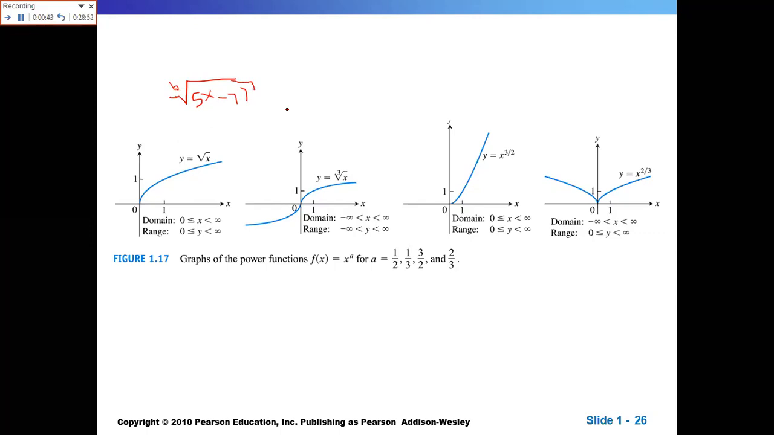To find the domain, first thing you have to do is make sure that whatever is inside is bigger than or equal to 0. Excellent. Greater or equal to 0. So this implies that x is greater than or equal to 7/5, right? Yes. So tell me the domain now, if x is greater or equal to 7/5.